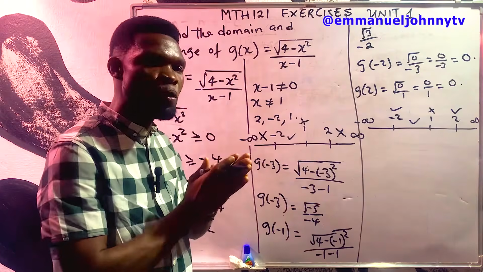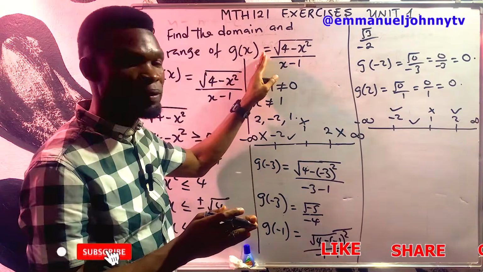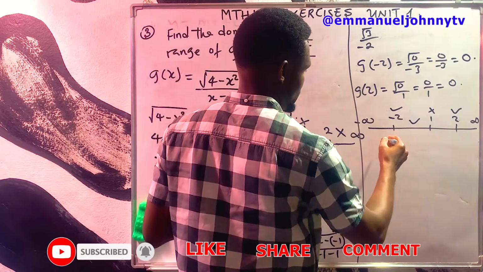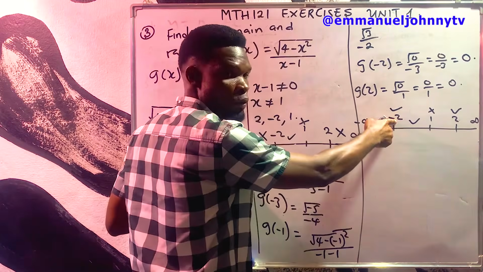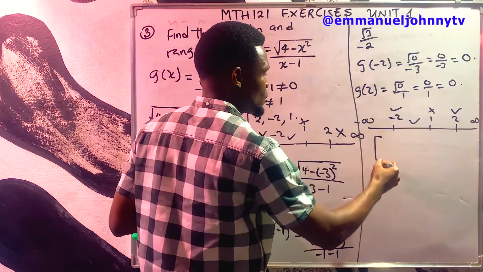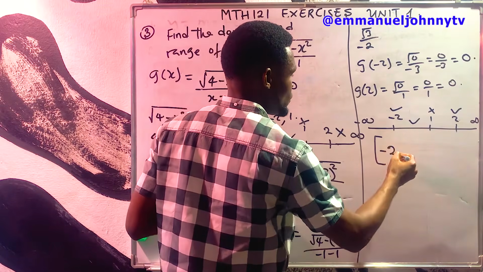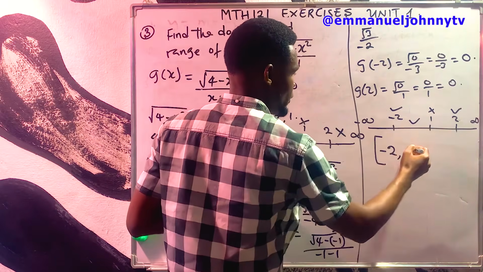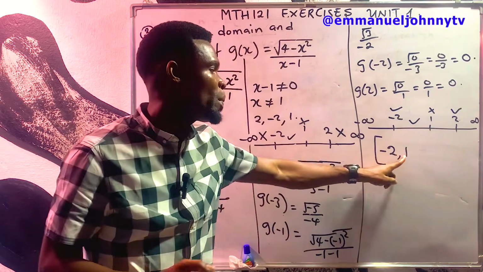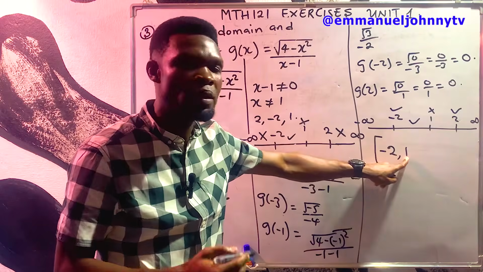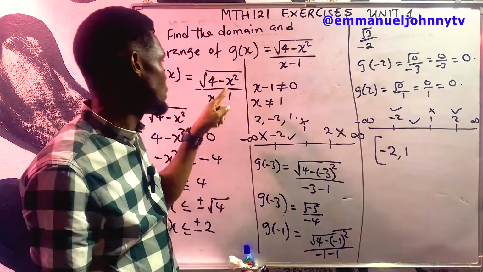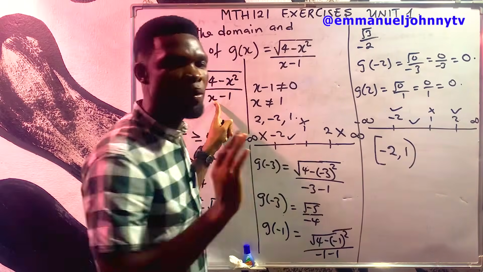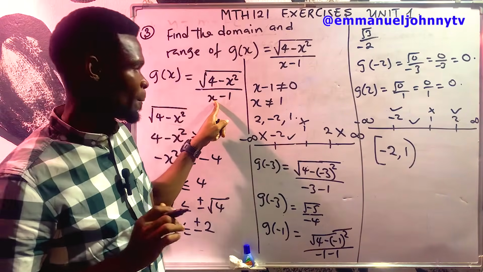So that means that the domain of this function is from -2. Of course, -2 is involved, so that means it is closed. -2 to 1. But remember, 1 cannot be included in the solution set, because if you put 1, it makes it undefined. So it will be open to show that 1 is not inclusive.